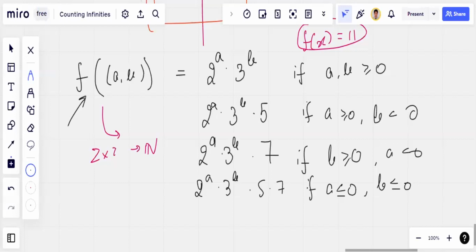Okay. Try to prove the set of rationals is countable.